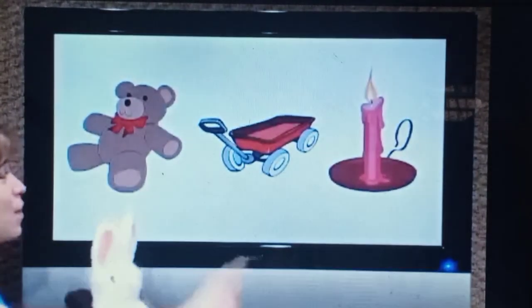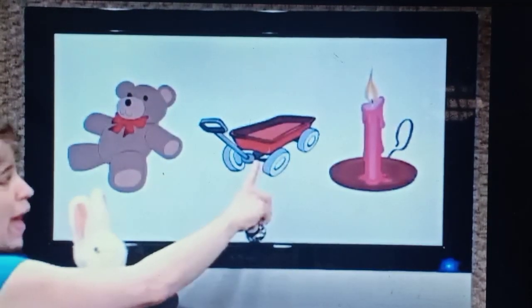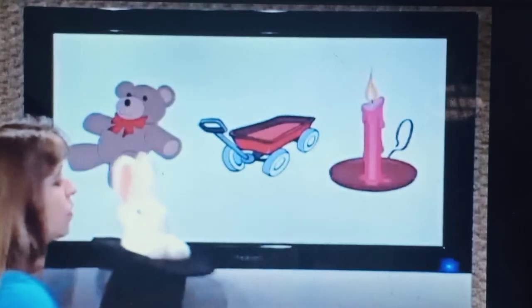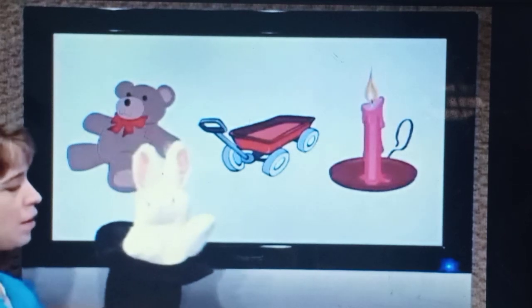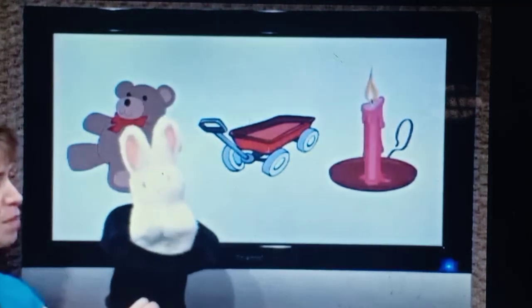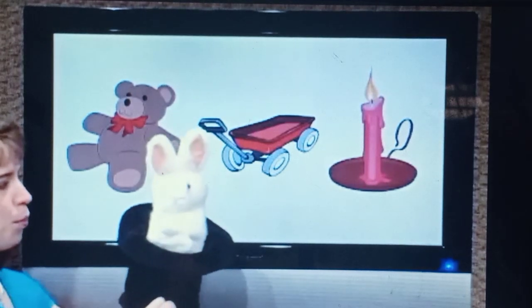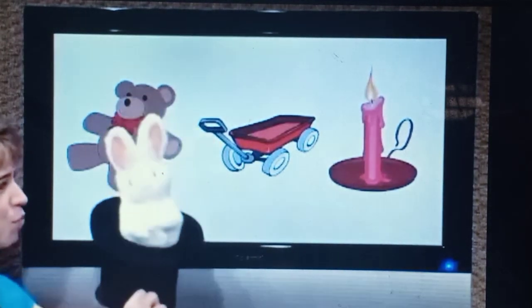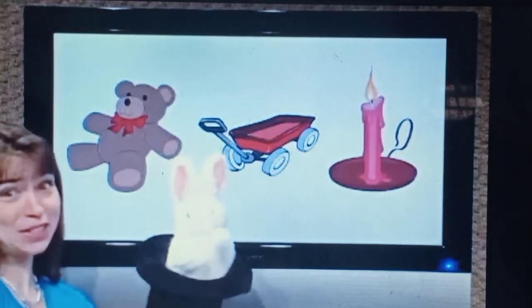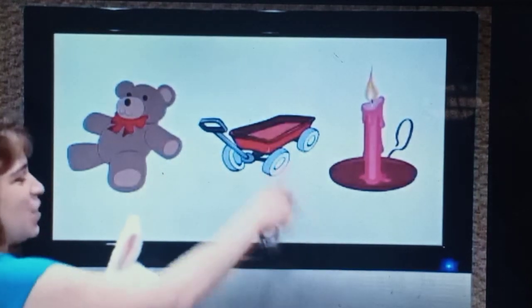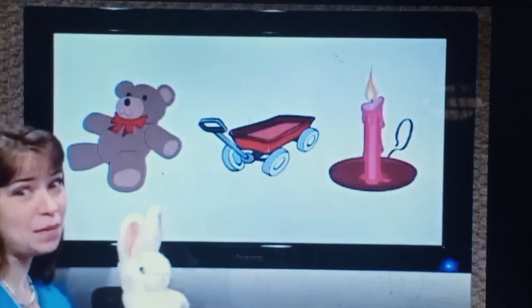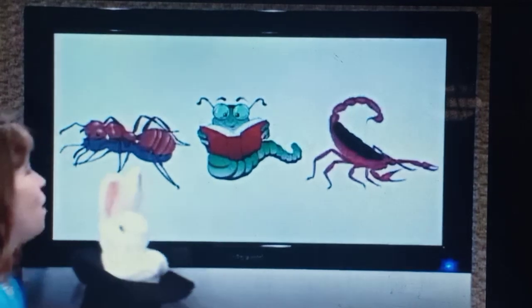Let's try another one. We have bear, wagon, and candle. Bear. No. That starts with the B sound. Wagon. Oh, wagon starts with the W sound. Do you hear it too? Alright. So wagon starts with the W sound.